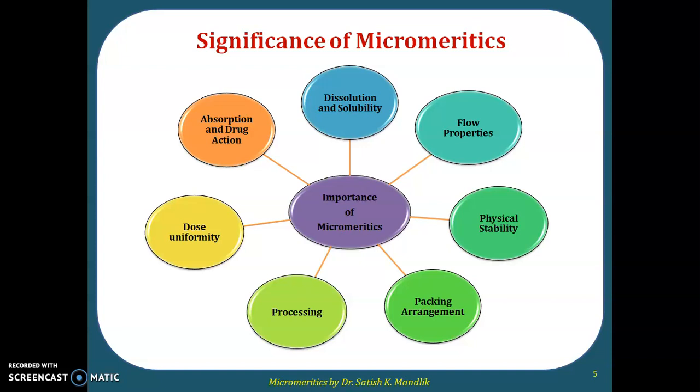What is the significance of micrometrics? The study of micrometrics properties in formulation development plays an important role. They are improving solubility as well as dissolution of powder and solids. They enhance the flow properties. They are also contributing to stabilize the suspensions. The packing arrangement of solids is improved.